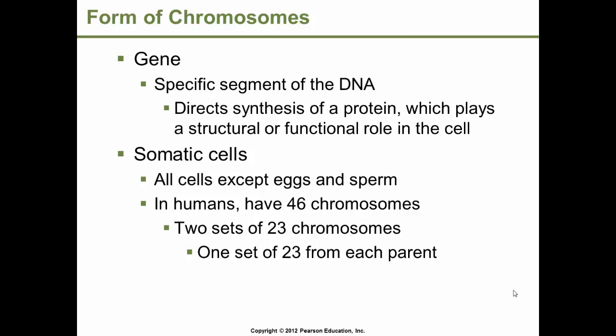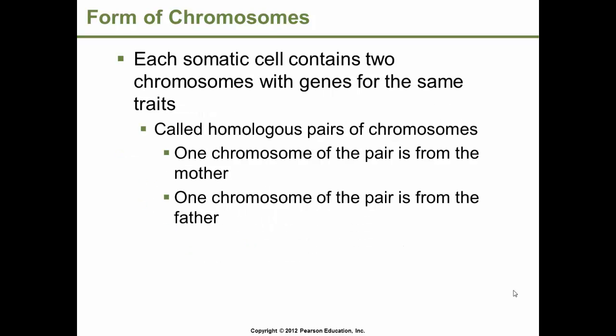Somatic cells is the term given to all cells except eggs and sperm. Somatic cells have 46 chromosomes in humans, two sets of the 23 chromosomes. One came from the mother, one came from the father. Each somatic cell contains two chromosomes with genes for the same traits. These are called homologous pairs of chromosomes, or homologs.